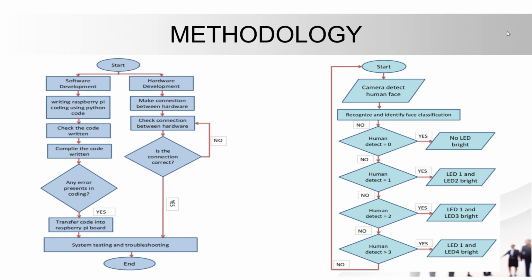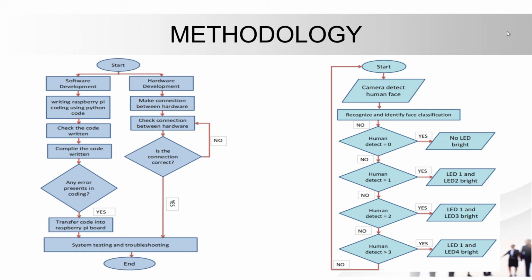Methodology. In this methodology, we split into two parts, which are software and hardware. For the software, write the Raspberry Pi code using Python, then compile the written code to check whether there is any error. If no error, transfer it to the Raspberry Pi board. And then we go for the hardware development.